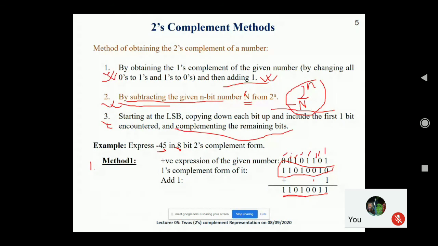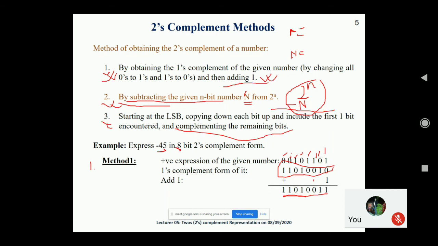Here small letter n means how many bits we are using. For the time being, you just remember n means how many bits we are using. And capital letter N means what is the given number we are going to complement. Just two things are required. So small letter n means how many bits we are using, and capital letter N means which particular number we are going to complement.